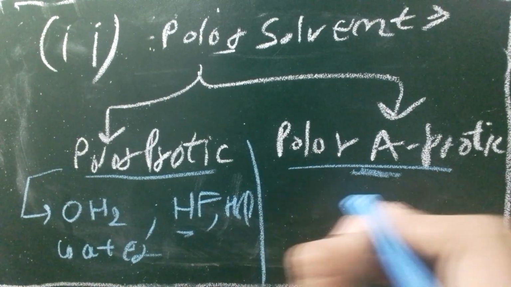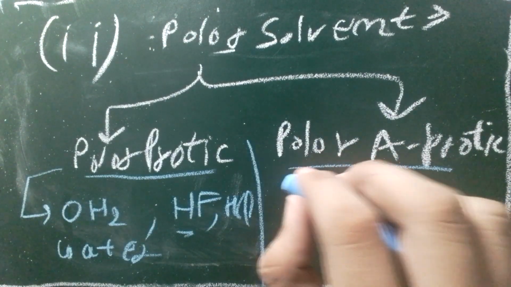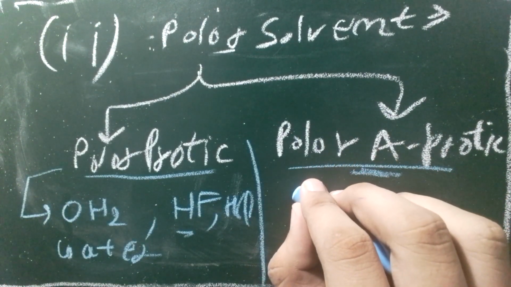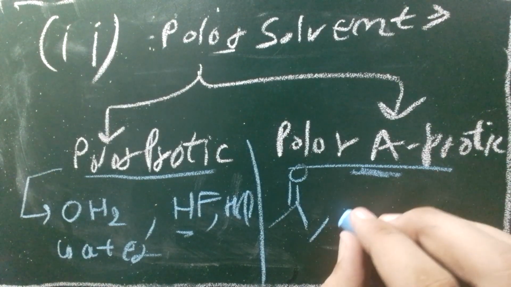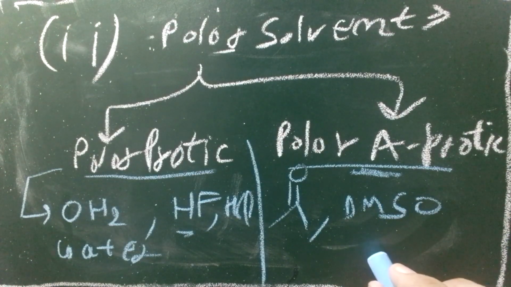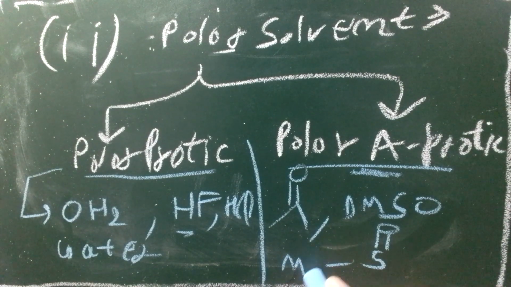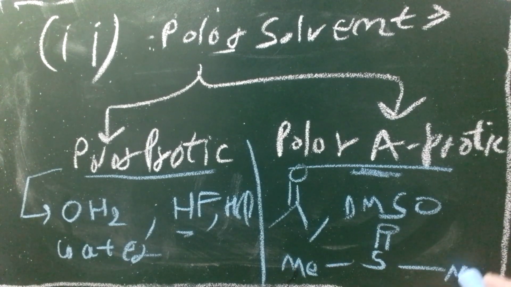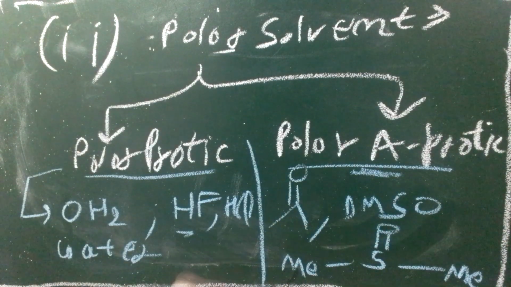Now let's talk about polar aprotic. Polar aprotic solvents are like, you can take acetone or DMSO, which looks like S double bond O, Me and Me. Okay, so these are basically the solvents which we will see in organic chemistry.